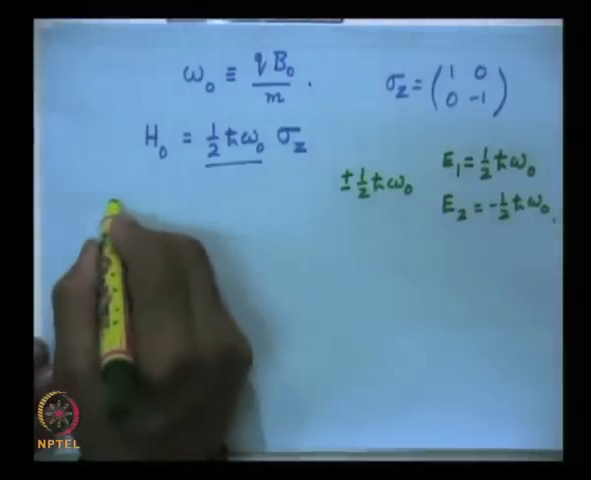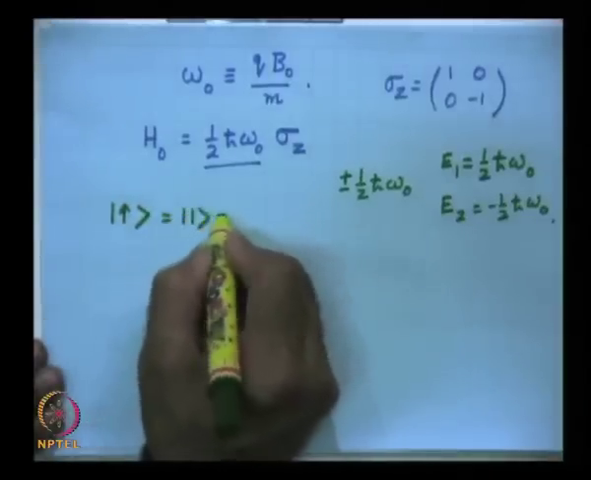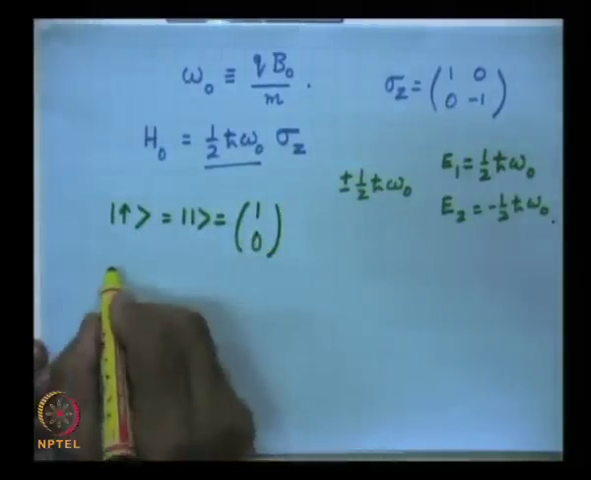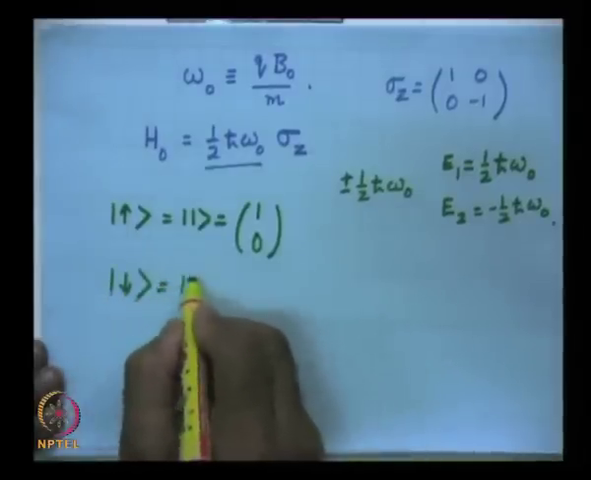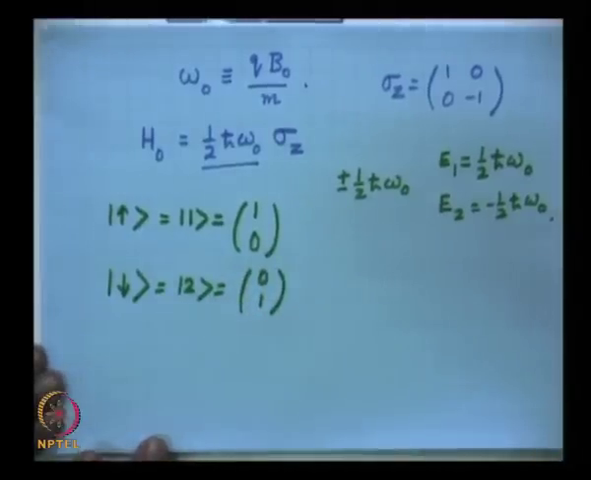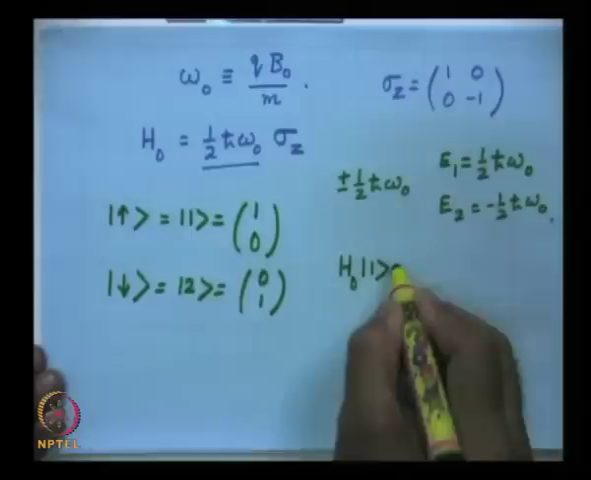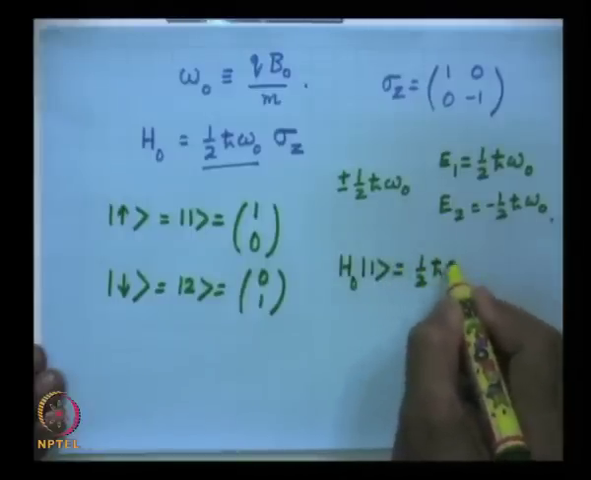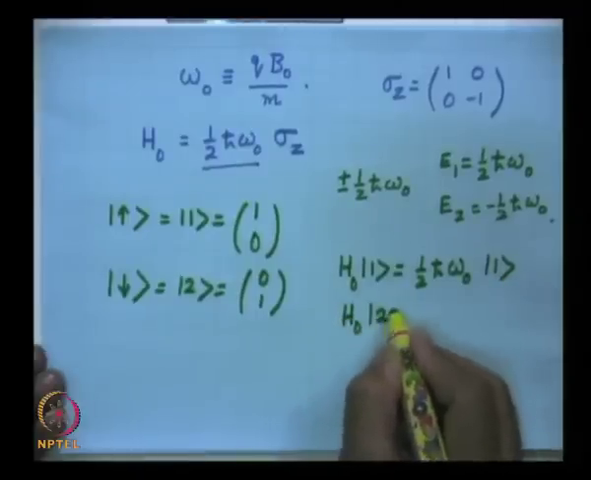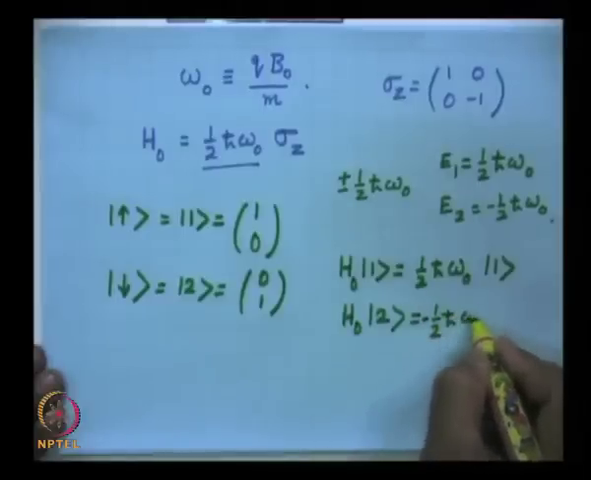And the two eigenkets are the spin up state, the z up state, which I denote by ket 1, and in terms of a column matrix it is given by 1, 0, or the spin down state, which I denote by ket 2, which is equal to 0, 1. These are the eigenkets of the Hamiltonian. So, H naught ket 1 is equal to half h cross omega naught ket 1, and H naught ket 2 is equal to minus half h cross omega naught ket 2.